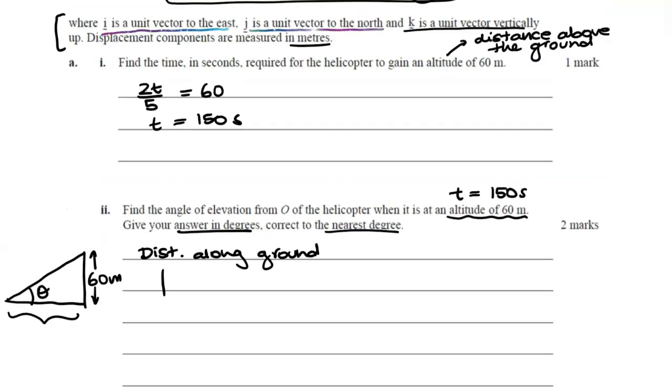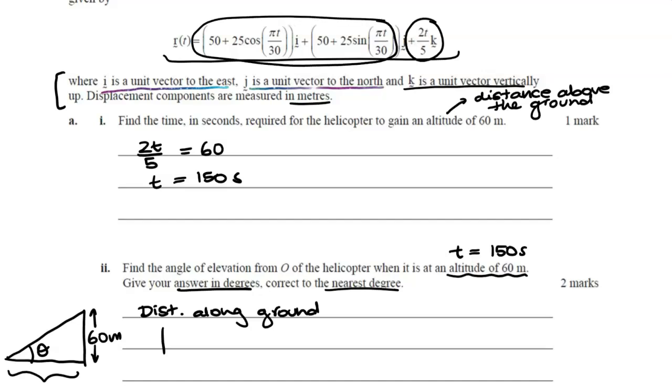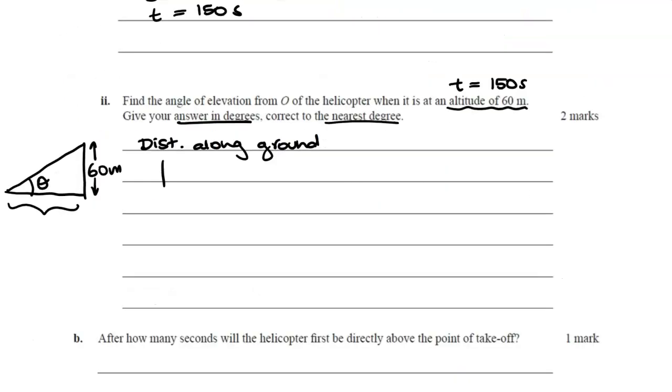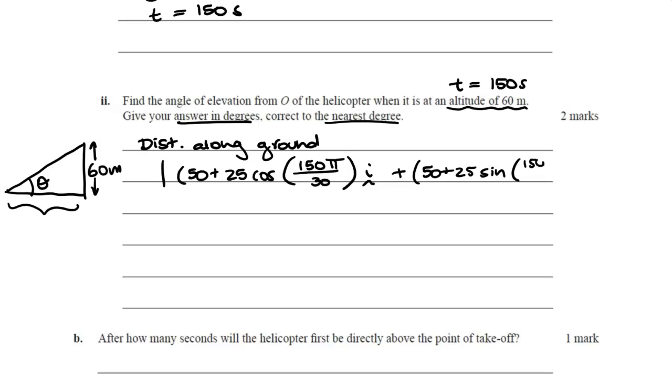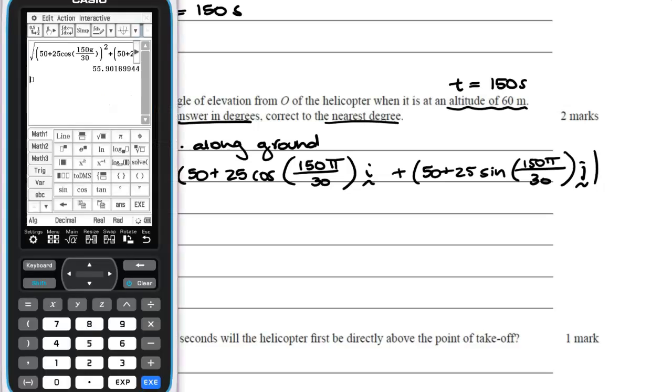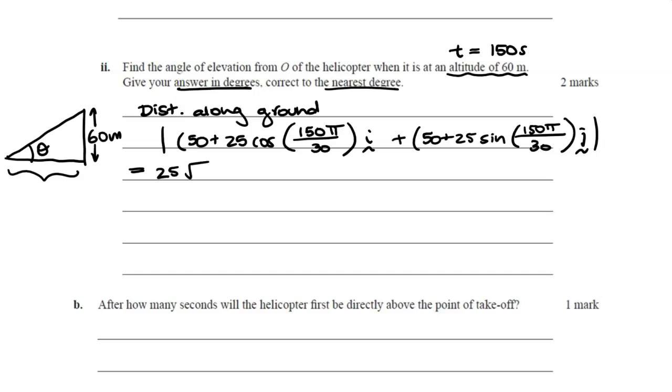That's just going to be the magnitude of the i and j components of this vector when t was 150 seconds. So for that i component, we're going to have 50 plus 25 cos, and inside of that, t is going to be 150 times pi over 30. And that's going to be i, plus we've got the 50 plus 25 sine, and we said t was 150 times pi over 30 in brackets, j, not i. Okay, so finding the magnitude of that, let's get our CAS. Okay, sorry, I didn't have that in standard form. So we get that length is 25 root 5 units. So that's the distance along the ground.